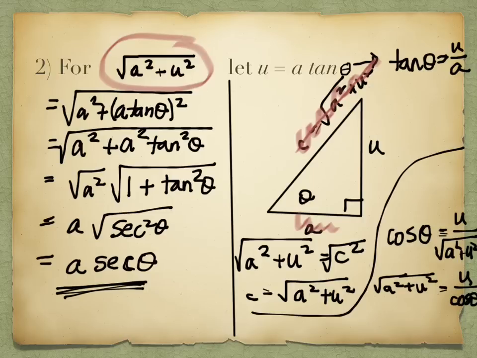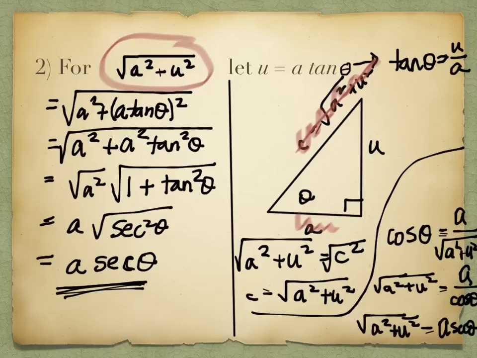But division by cosine is the same as multiplication by the reciprocal of cosine. And what is the reciprocal of cosine? Secant. So the square root of a squared plus u squared is in fact a secant theta. I think I wrote a letter wrong. I did. I wrote this down as a u. That was a. Sorry. There we go.